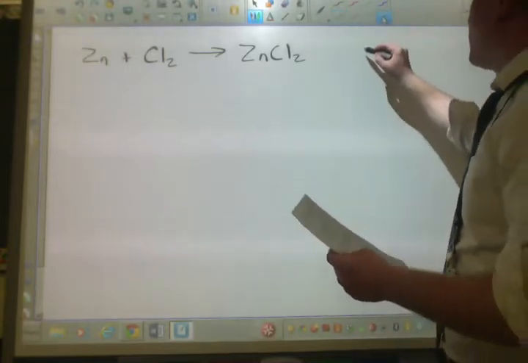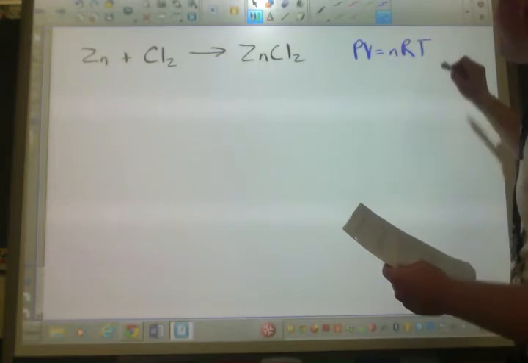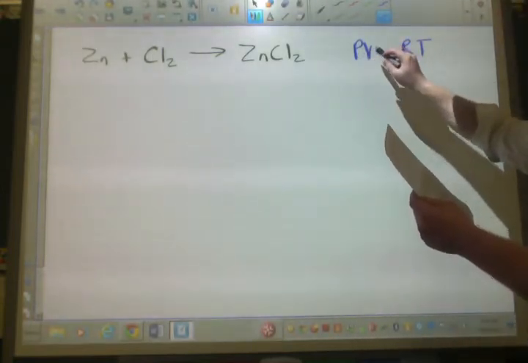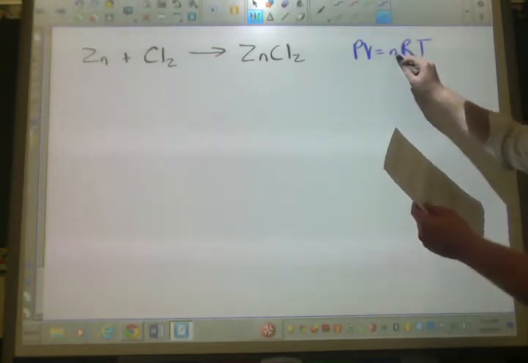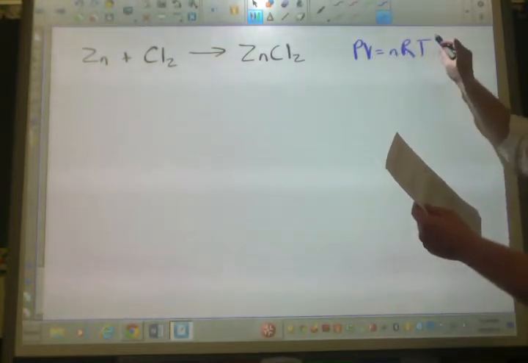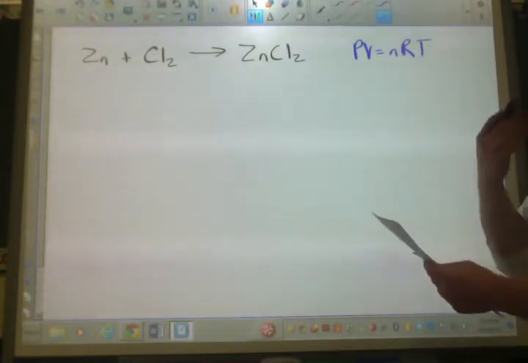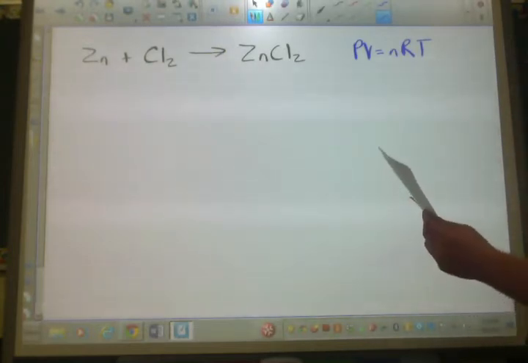So remember, the formula we're going to be using for most of these is PV equals nRT. Pressure is given to us, 1.00 atm. Volume is what we're solving for. N is number of moles, which we have to find. R is our constant. And T is given to us. Temperature 25 degrees Celsius, which we're going to have to convert to Kelvin.